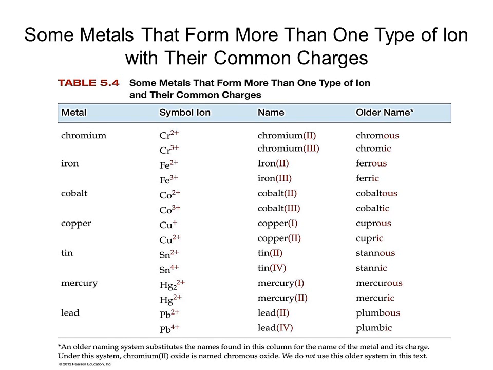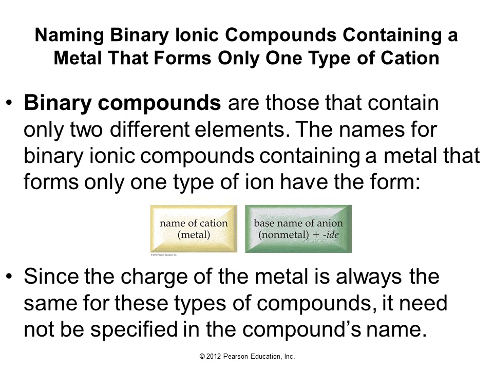Now here are some metals that form more than one type of ion. We have chromium. It can be a +2 or it can be a +3. So we call them chromium(II) and chromium(III). Iron is another one. It has +2, +3: iron(II) or iron(III), etc. Always refer to this table to make sure you know the charge of the cation for a compound made with type 2 metals.